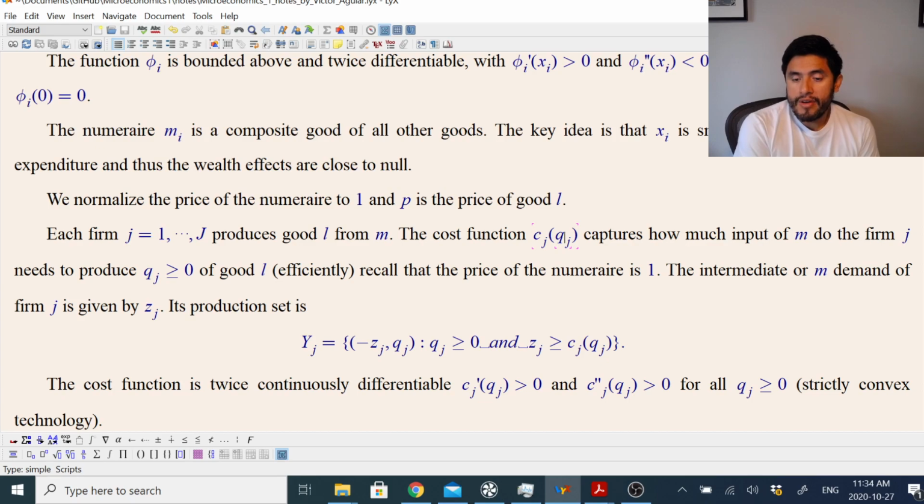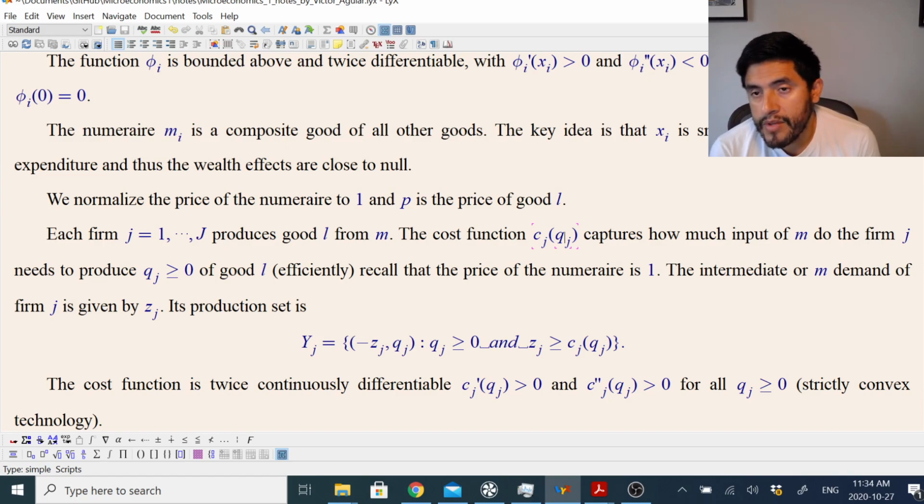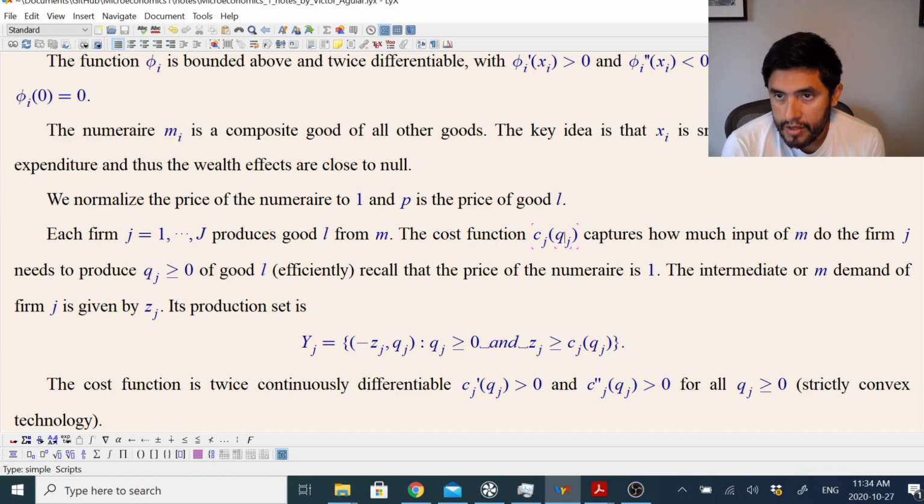So remember here that usually the cost, as we studied in the previous chapter, was a function of the output, conditional on the price of input. But the price of input here is equal to 1. So it disappears from the cost function. So the cost function now becomes only a function of Q.